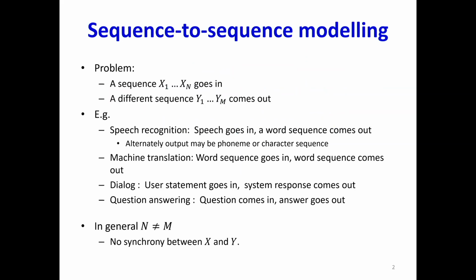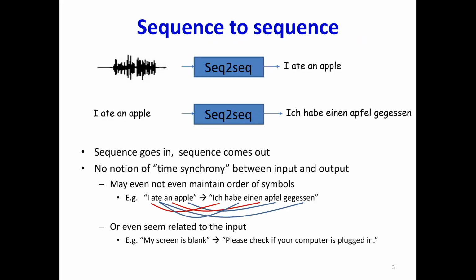This was a problem of sequence-to-sequence modeling. A sequence x1 through xn goes in, a different sequence y1 through ym comes out. These kinds of problems occur, for example, in speech recognition, where speech goes in and a word sequence comes out, or in machine translation, where one word sequence goes in and a different word sequence comes out. Dialogue systems: a user's response goes in, and the system's response comes out. Question answering: a question goes in, an answer comes out, and so on, right? In general, the number of symbols in the output sequence need not have any relation to the number of symbols in the input sequence. So you can have different kinds of problems.